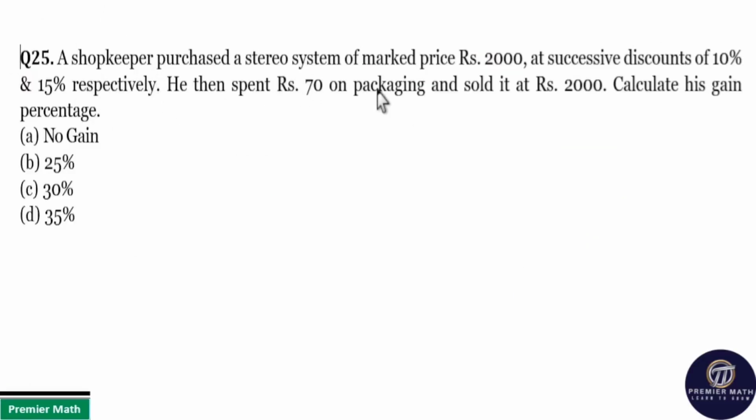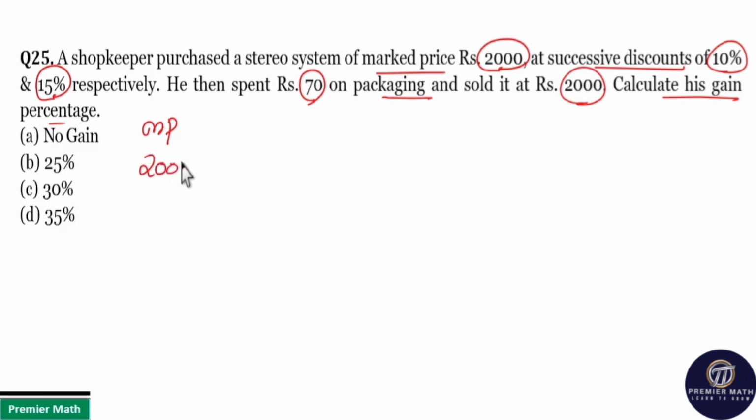A shopkeeper purchased a stereo system of marked price rupees 2000 at successive discounts of 10% and 15% respectively. He then spent rupees 70 on packaging and sold it at rupees 2000. Calculate his gain percentage. Here marked price of stereo system is 2000 rupees. First discount is 10%. So 10% of 2000 is 200. 2000 minus 200 is 1800.